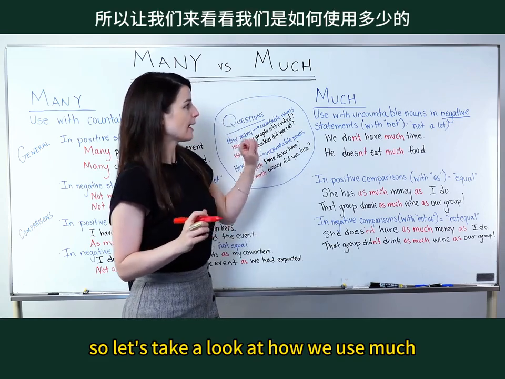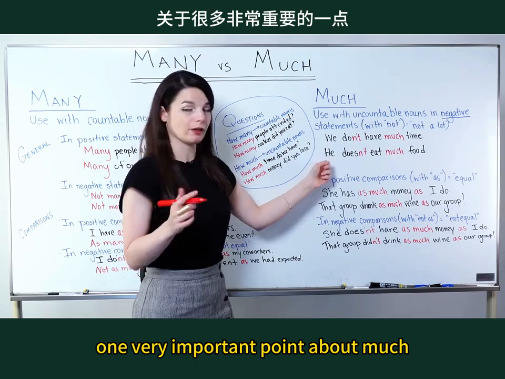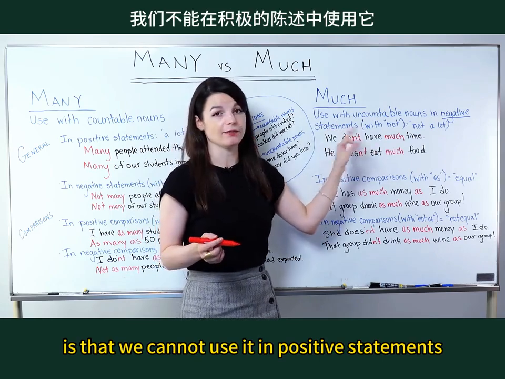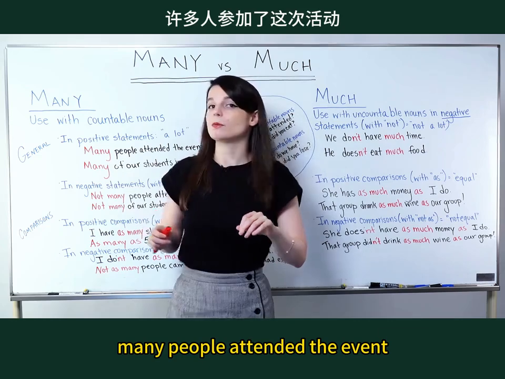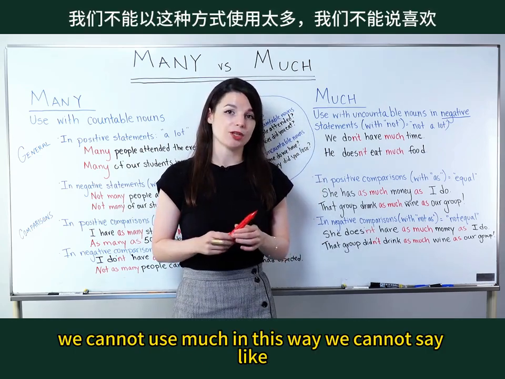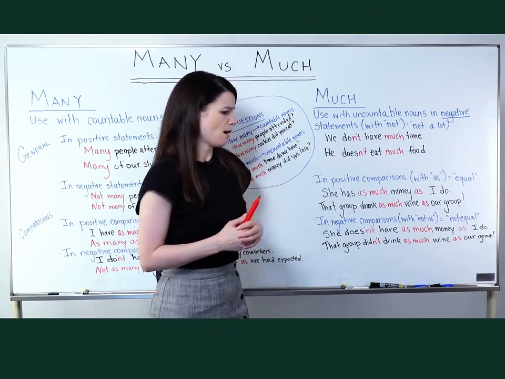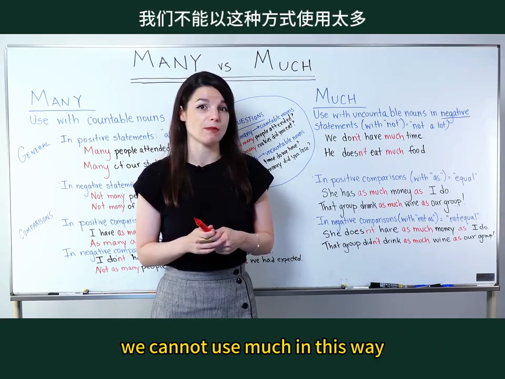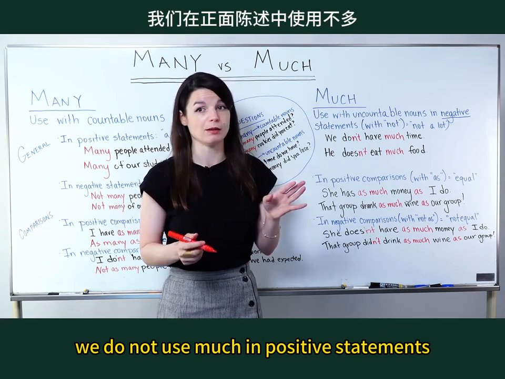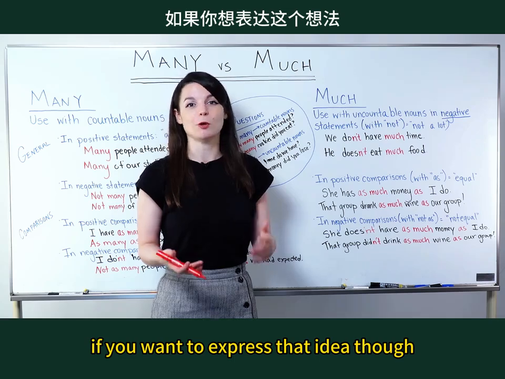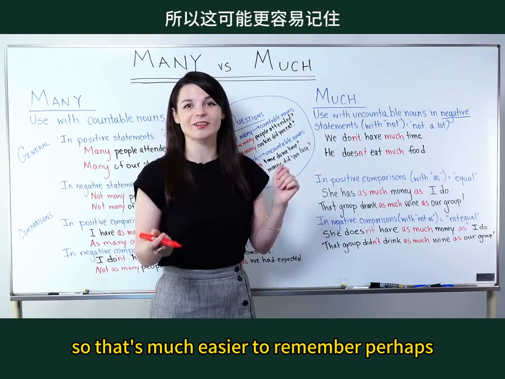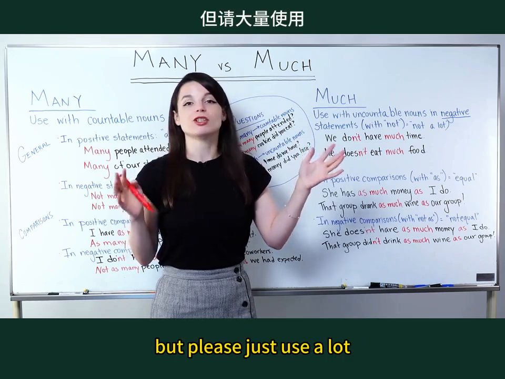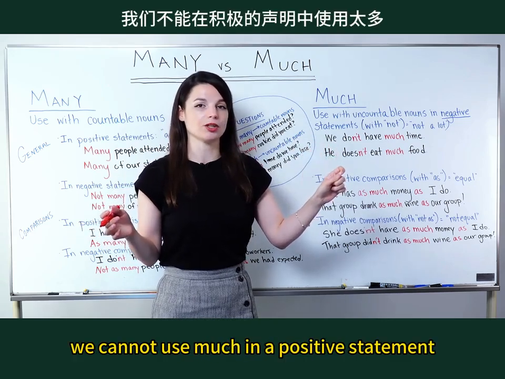So let's take a look at how we use much. One very important point about much is that we cannot use it in positive statements. I talked about this. Many people attended the event. We cannot use much in this way. We cannot say like, much money was saved, or I have much money. We do not use much in positive statements. If you want to express that idea, though, please use something like a lot. So that's much easier to remember, perhaps, so you don't have to remember much or many, but please just use a lot in that case. We cannot use much in a positive statement.